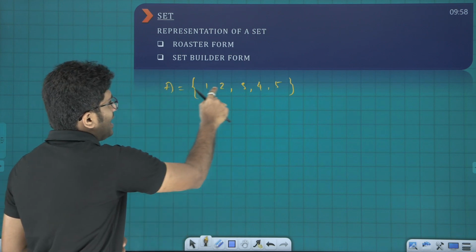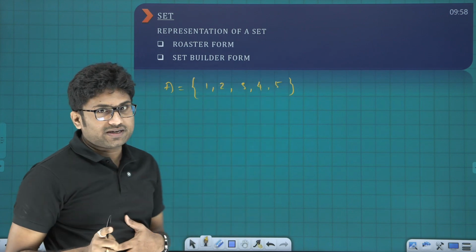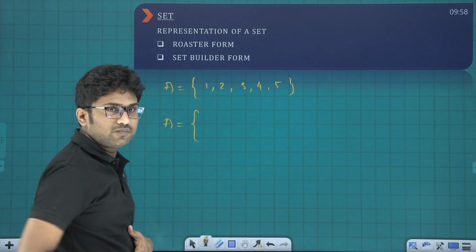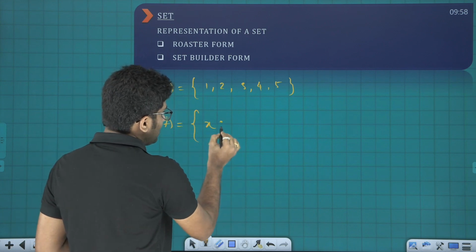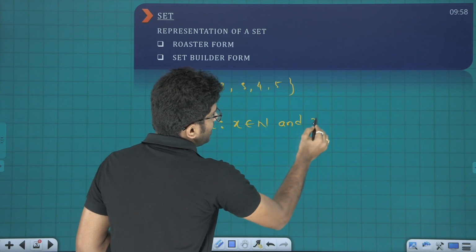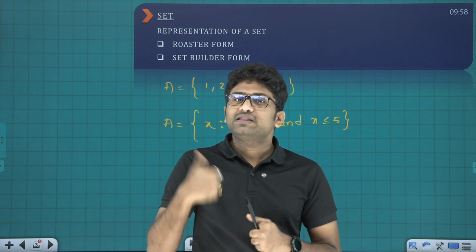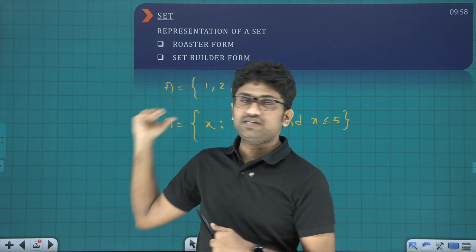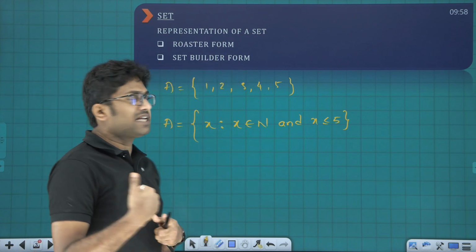In roster form, all the elements are listed, two elements are separated by a comma, and the set is enclosed in curly brackets. Next, the same set in set builder form, we can write as set A is equal to the set of all variables x such that, now we define what this x is. x should be a natural number and x is less than or equal to 5. So if I say x belongs to capital N and x is less than or equal to 5, that means x can take 1, 2, 3, 4, 5. That is nothing but the same set. So we can represent the same set in two different forms: roster form or set builder form.